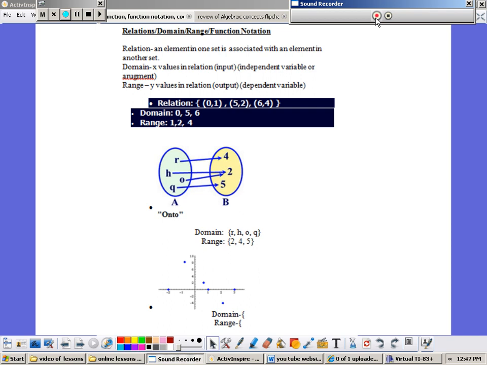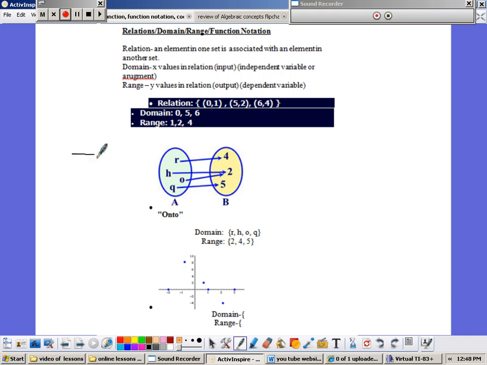I have a relation here of the points (0, 1), (5, 2), (6, 4). Out of this, the domain would be 0, 5, and 6, due to the fact that the x's are 0, 5, and 6. And the range would be 1, 2, and 4, because the y's are 1, 2, and 4.